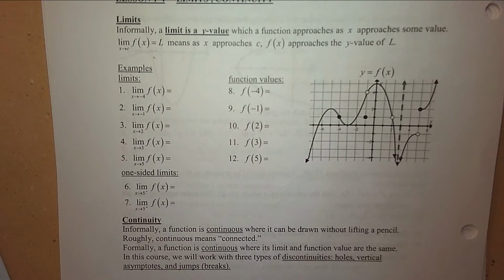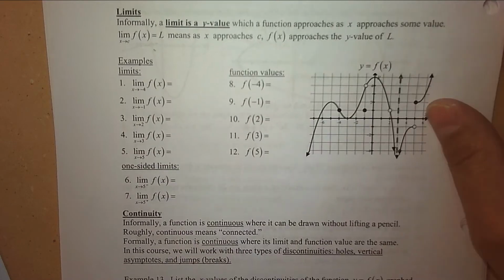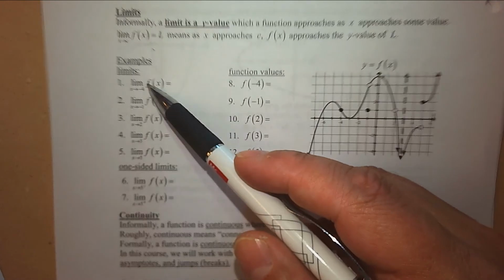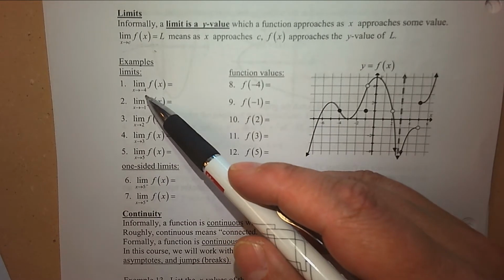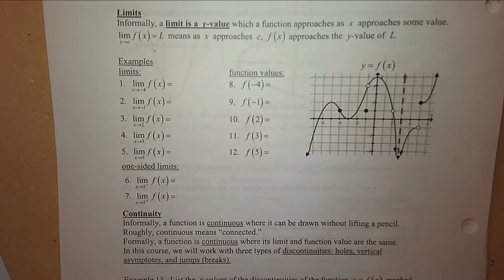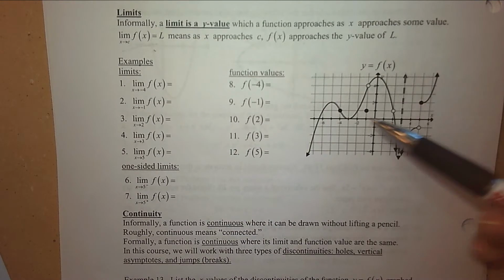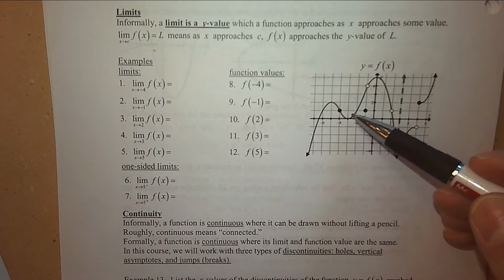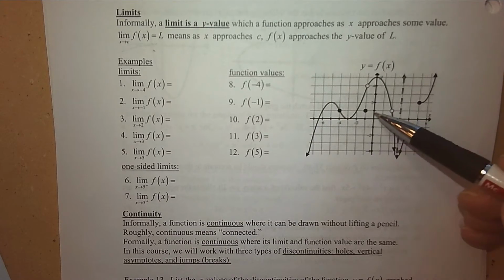What is it approaching? So, let's look at number 1. How would I read that? It's the limit as x approaches -4 of f at x. So can you see where x is -4? Go to your graph. Follow it from the left and from the right. Do they agree what the y coordinate is? Yes. And what answer is that? 1. Done.